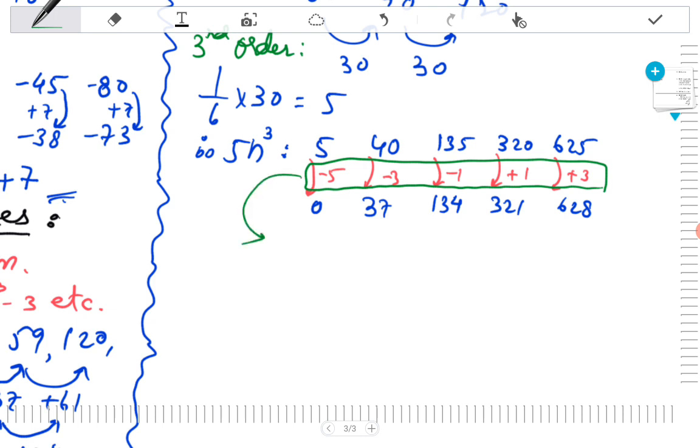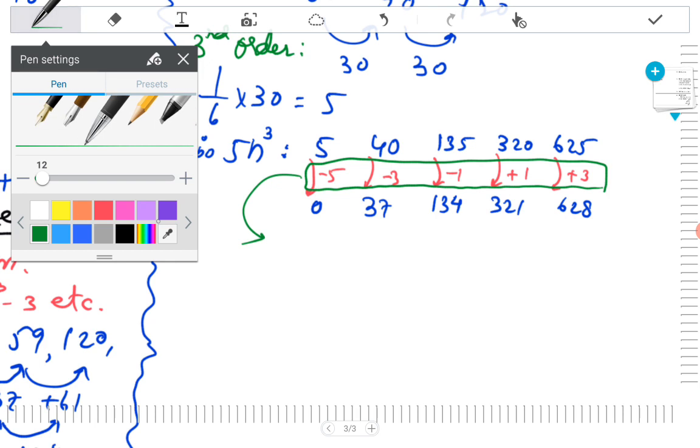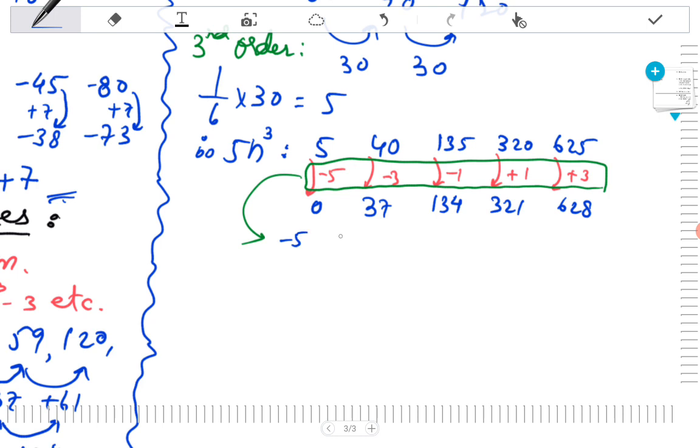If I pick it up and place here, minus 5, minus 3, minus 1, plus 1, and plus 3. So they are making another progression. So just check whether the first difference is coming constant. Plus 2 gives you this, plus 2 gives you this, plus 2 gives you this, plus 2 gives you this. It means there is some arithmetic progression behind.